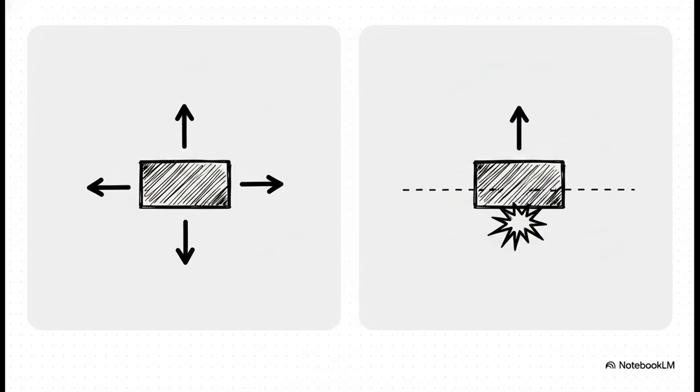Bilateral tolerance allows variation in both directions from the basic size, so a little bit larger or a little bit smaller. This is your standard approach for general manufacturing. Unilateral tolerance, on the other hand, allows variation in only one direction, either entirely positive or entirely negative. And this is an absolute must for precision mating parts, where an error in the wrong direction would literally cause two parts to crash right into each other and fail.